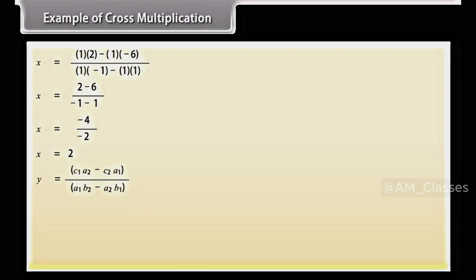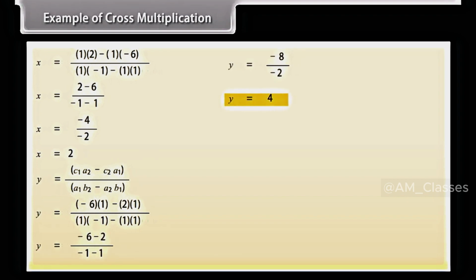y is equal to c1 a2 minus c2 a1 upon a1 b2 minus a2 b1. Now by substituting the values, we get y is equal to minus 6 into 1 minus 2 into 1 upon 1 into minus 1 minus 1 into 1. By calculating, we get y is equal to 4. Therefore, the solution is 2, 4.